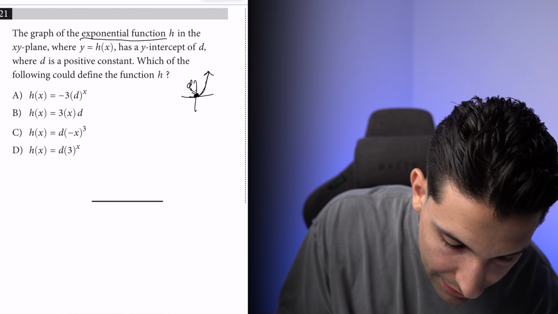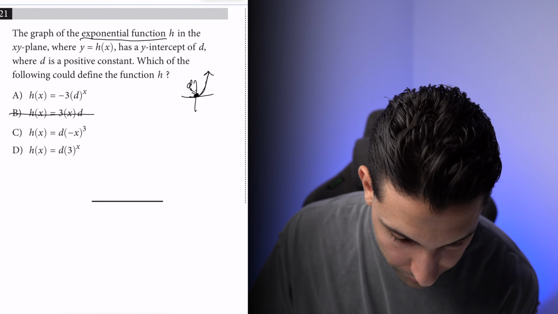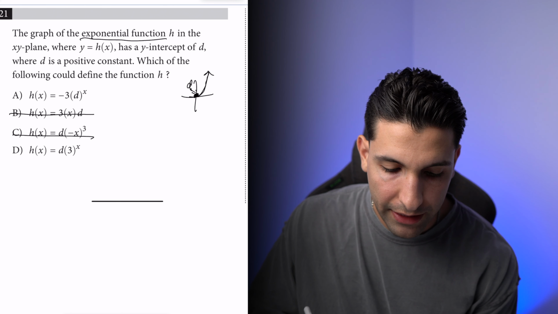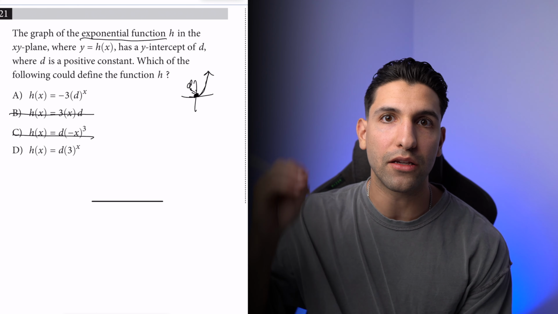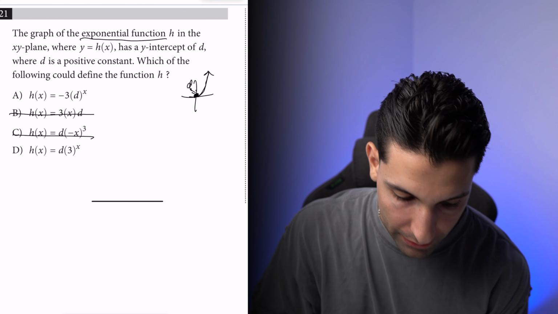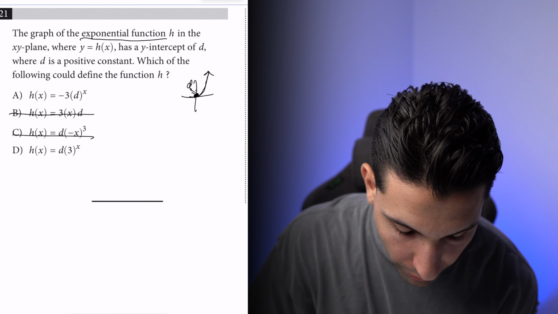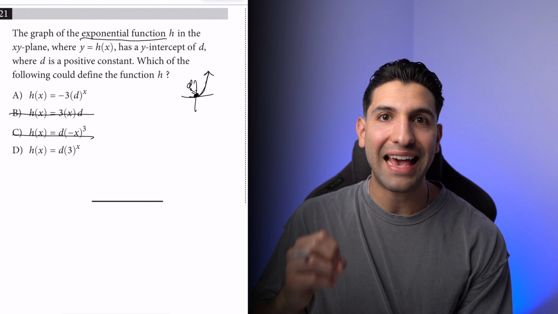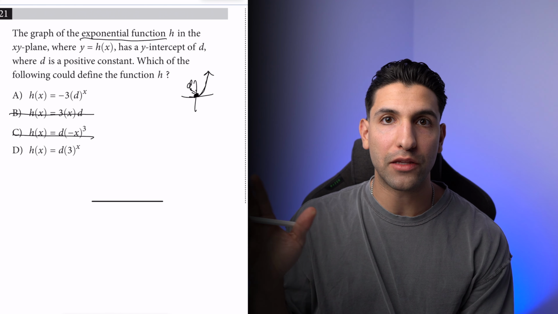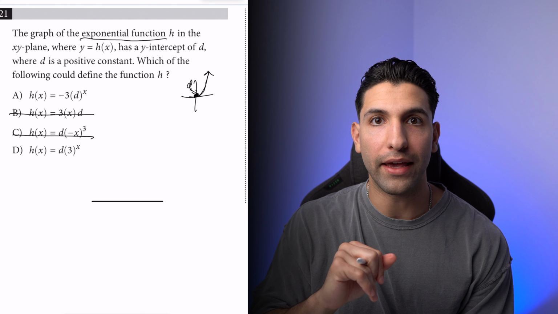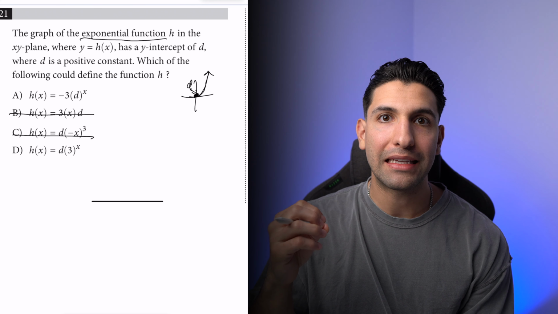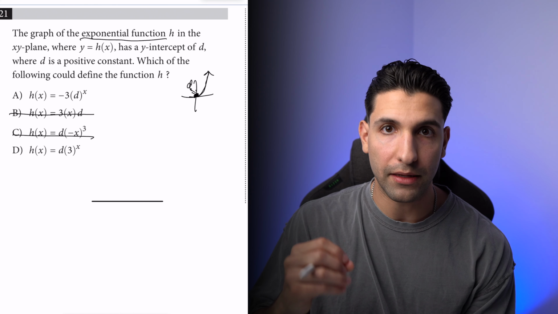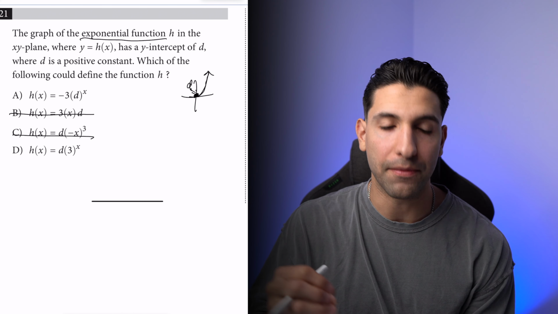Well, B is not an exponential function. C is not an exponential function because an exponential function is where your x is going to be the exponent. So we have A or D right off the jump. Well, we know that our y-intercept means that x has to equal 0 because that's where you will cross the y-axis. So let's plug in 0 for x and see if we're getting d as our y-intercept in answer choices A and D.